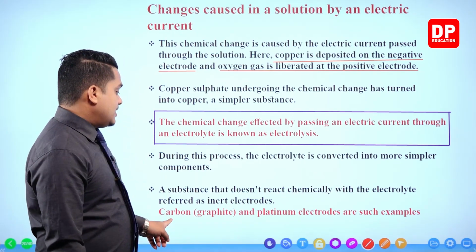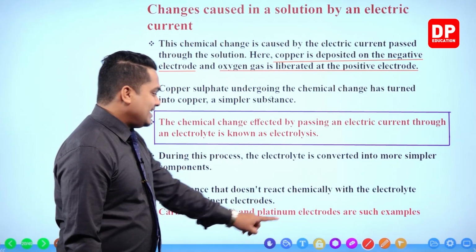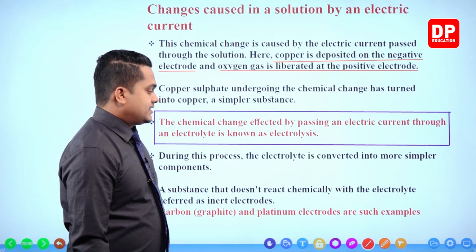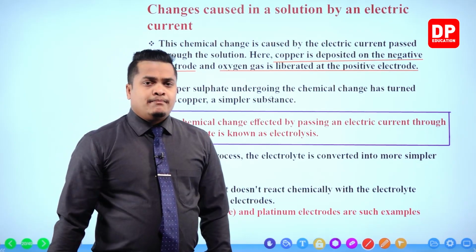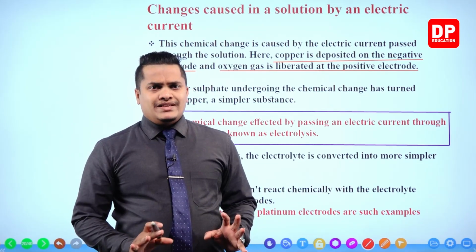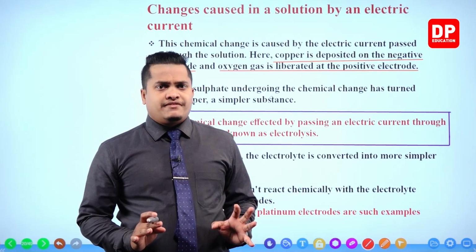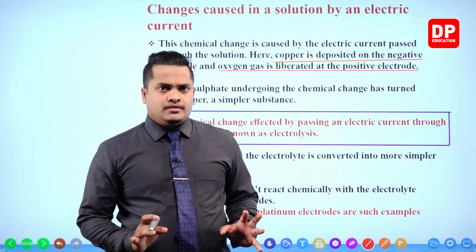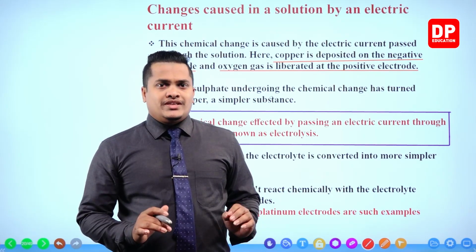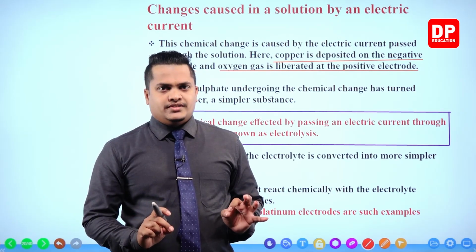Here carbon or graphite and platinum electrodes are such examples. Platinum is a metal, my dear children. The most expensive metal in the world is platinum. It is also referred to as white gold.